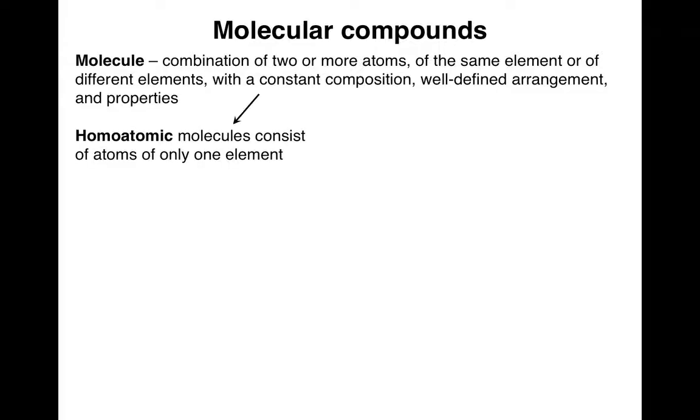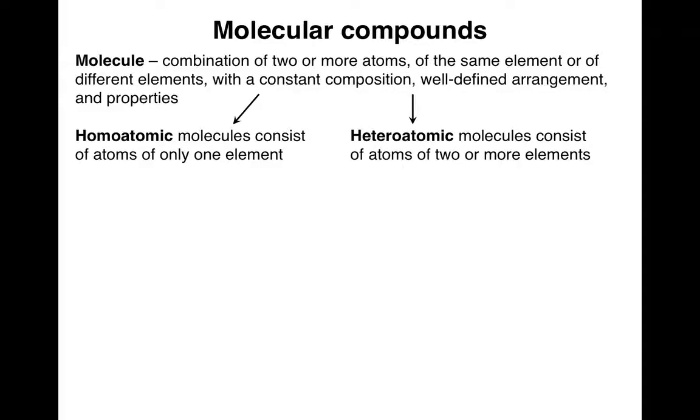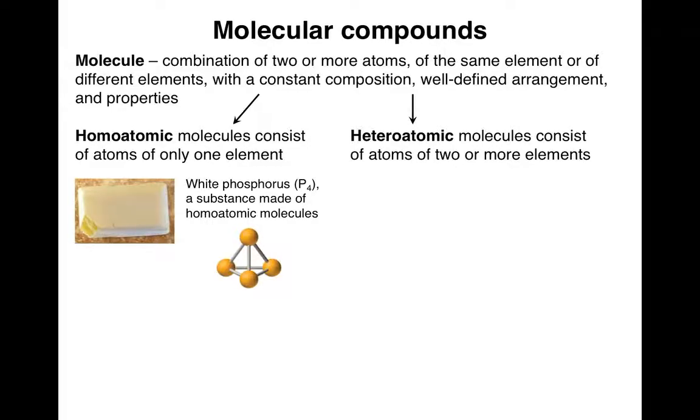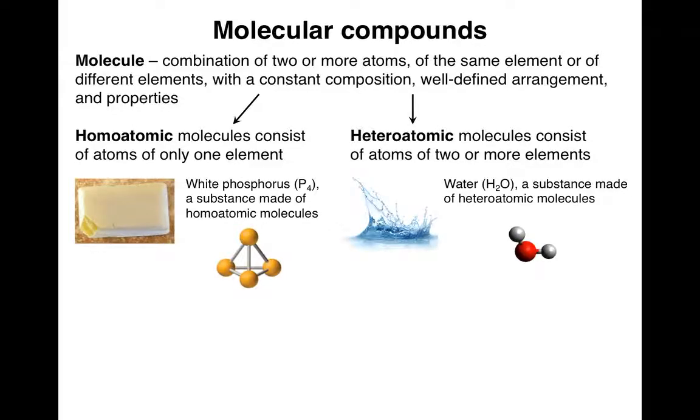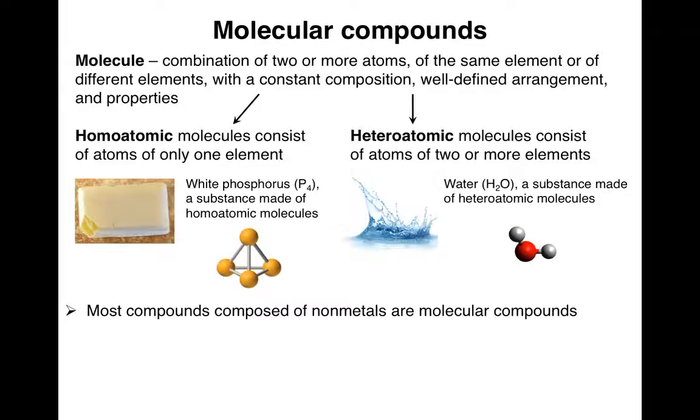Molecules can be homoatomic, consisting of atoms of only one element, or heteroatomic, consisting of atoms of more than one element. An example of a homoatomic molecule is white phosphorus, P4. An example of a heteroatomic molecule is water, H2O. Most compounds that consist entirely of nonmetals are molecular compounds.